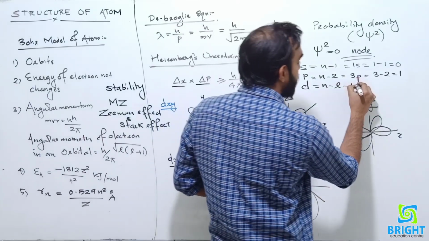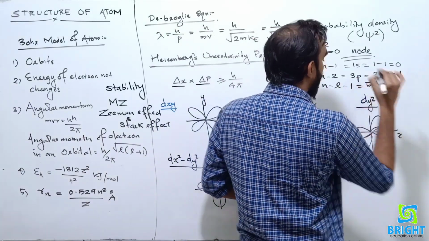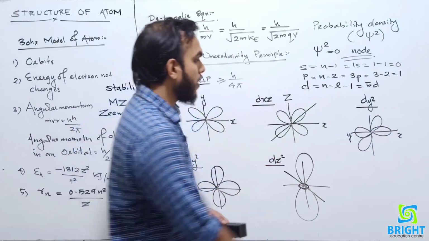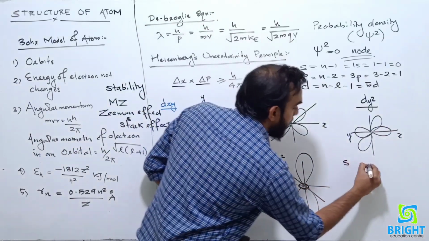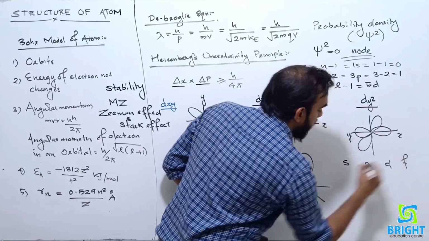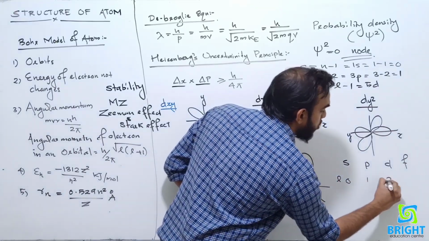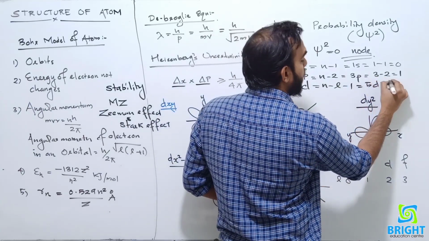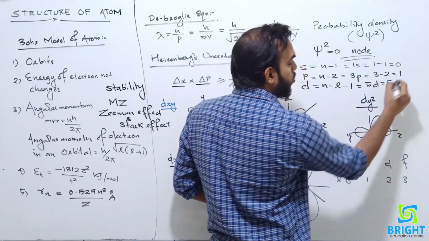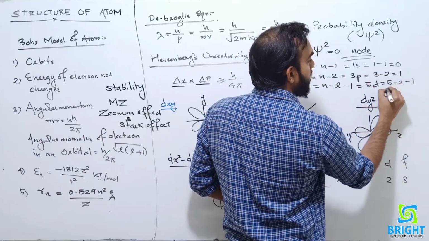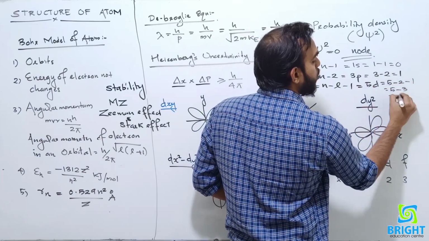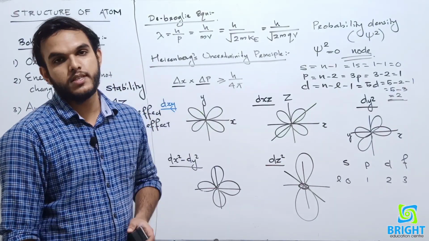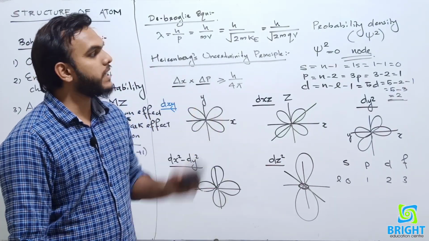For example, if it is a 5d orbital, what is the l value of d? You already know that for s, p, d, f, l is equal to 0, 1, 2, 3. Therefore here n is equal to 5, so it is 5 minus l, where l is 2, so 5 minus 2 minus 1, that is 5 minus 3, which is equal to 2. So in the case of a 5d orbital, the number of nodes is equal to 2. This is a method to find the number of nodes.